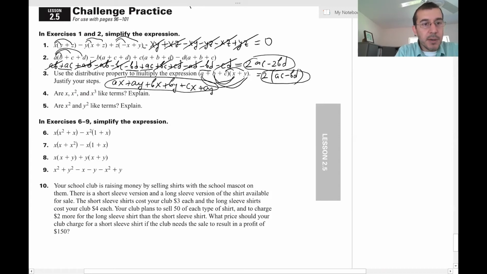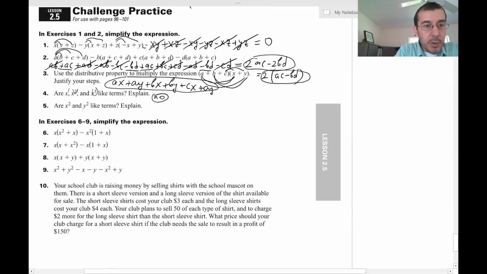Okay. Are x squared and x cubed like terms? No. Explain. Well, they have different powers, different exponents. This is x to the 1. So if you have different exponents, those terms are not like terms. You cannot add them up.